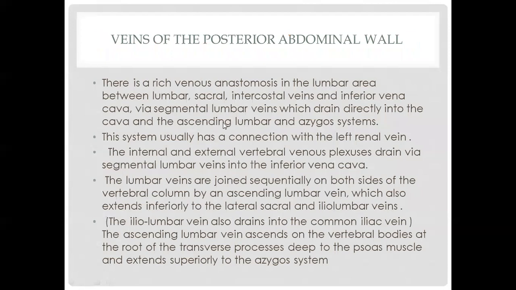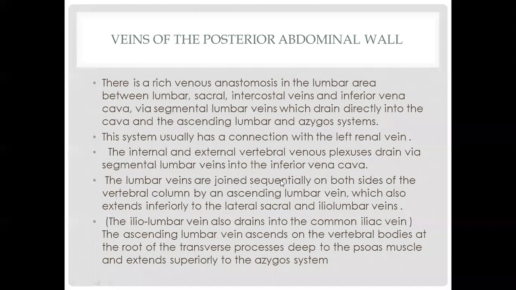Veins of the posterior abdominal wall: there is a rich venous anastomosis in the lumbar area via the segmental lumbar veins, which drain directly into the vena cava, and the ascending lumbar veins. This system usually communicates with the left renal vein, with the internal and external vertebral venous plexus via small veins, and with the IVC.